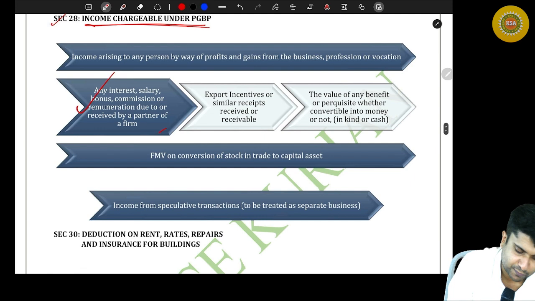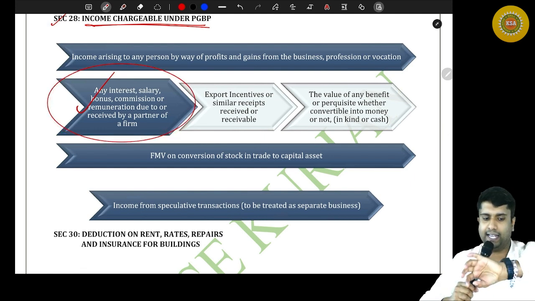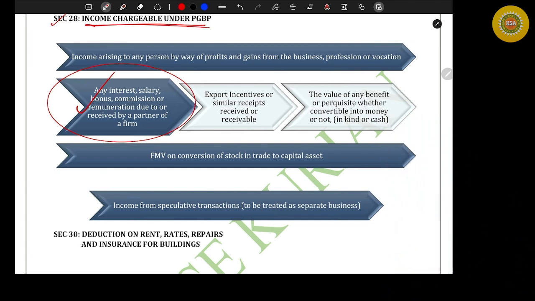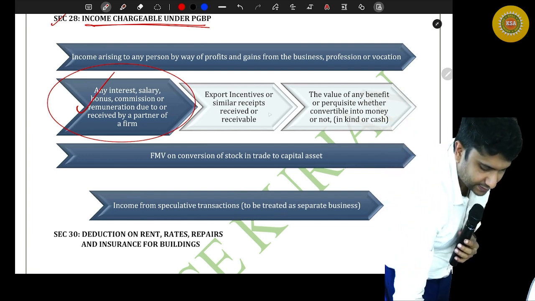So can you read this box again? Any interest, salary, bonus, commission or remuneration due to or received by a partner of a firm. We can also say provided the partnership firm got a deduction under 40B. Yes or no? That amount that the partnership firm claimed as a deduction under 40B will be the taxable income in the hands of the partner under section 28. Are you with me?